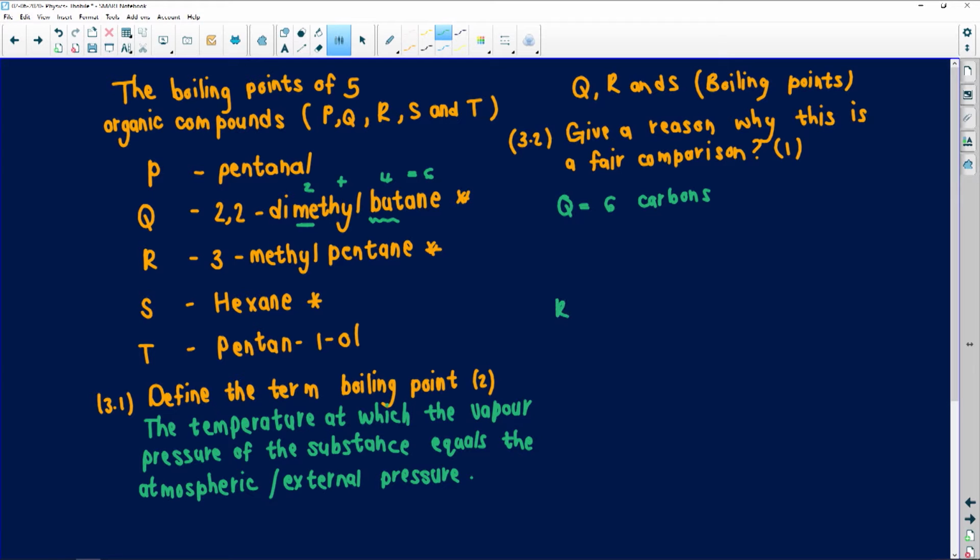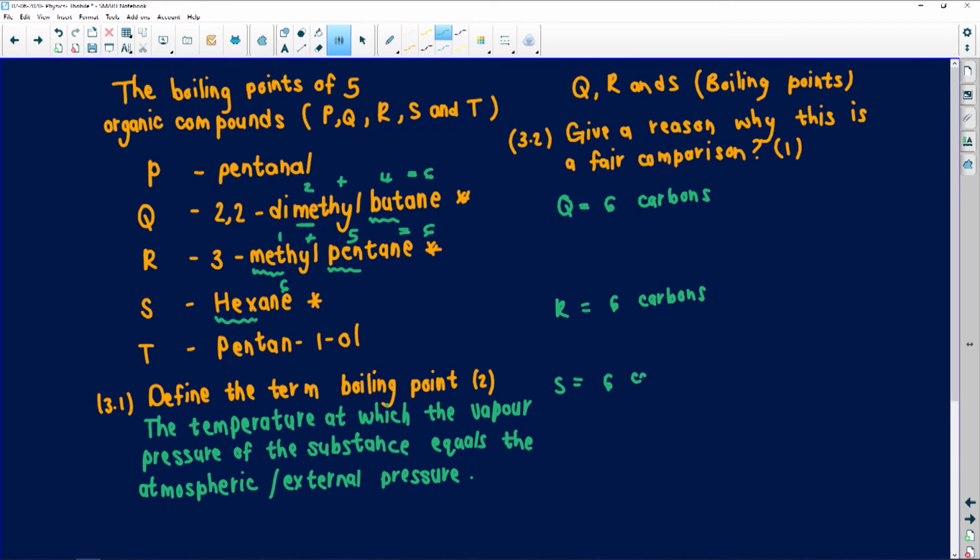Let's write R. Let's see how many we can find for R. Pent means 5. On the third carbon, there's a side chain, which is methyl, which is 1. 1 plus 5 gives me 6. So R also has 6 carbons. Then we've got S. Hex already tells us it has 6 carbons, because it's meth, eth, prop, but, pent, and then hex. So this one has 6 carbons. So the comparison is true.